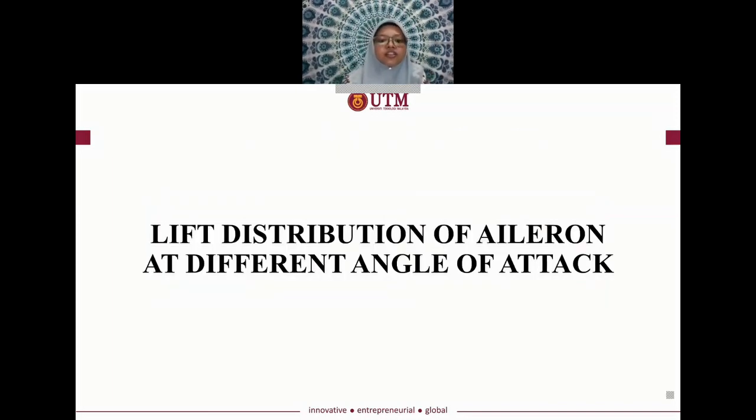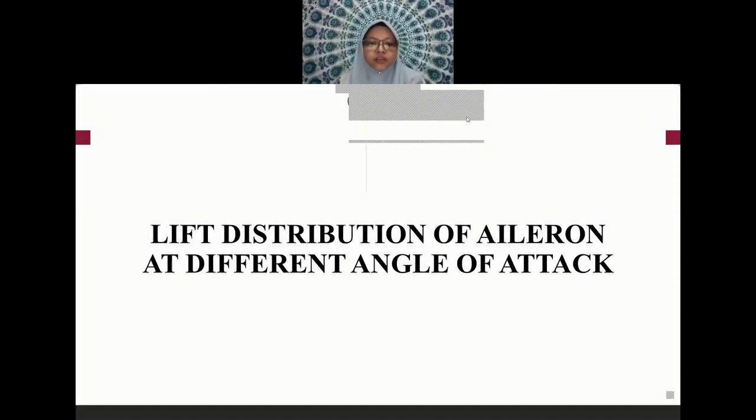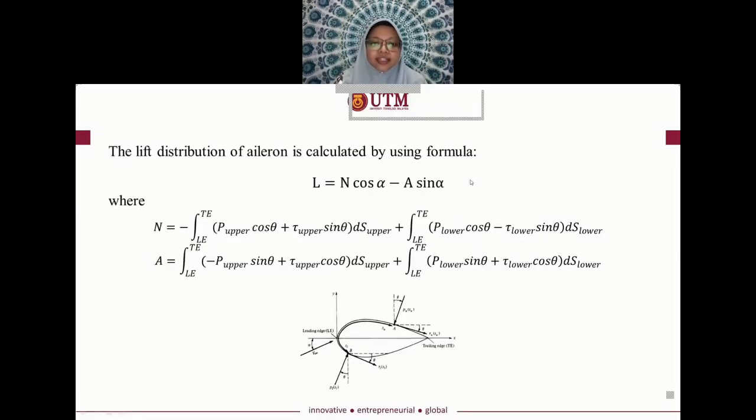Next is the lift distribution of aileron at different angles of attack. The lift distribution of aileron is calculated at different angles of attack and its respective velocity is identified afterwards. The lift is calculated by using the formula L equals N cos alpha minus A sin alpha, where alpha is the angle of attack and N is the integration of pressure on the upper and lower surface from the trailing edge to the leading edge of the airfoil. Same goes for the A.